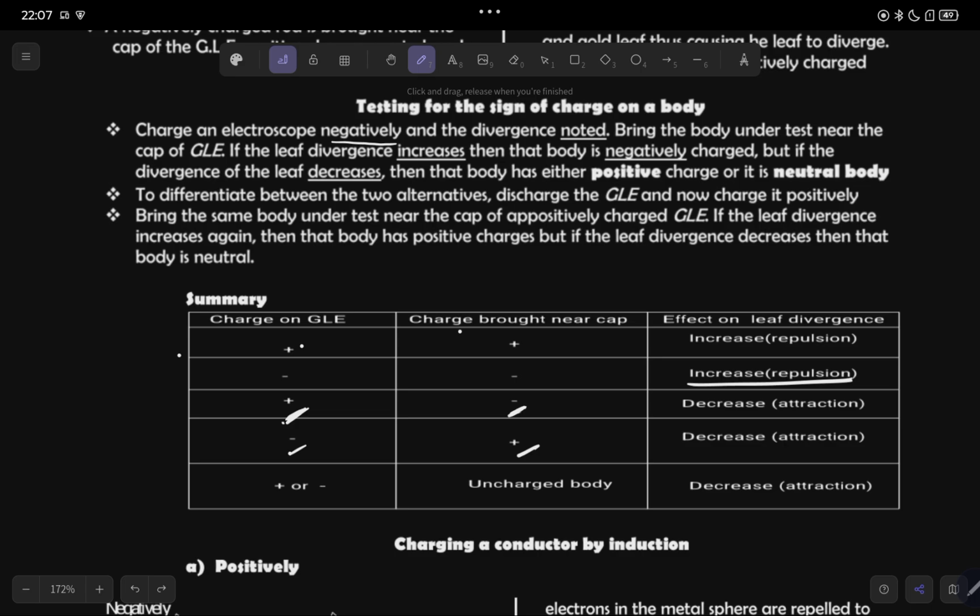If this time it diverges, then you conclude that the body is charged, and it has the opposite charge to what you first gave the electroscope. But if you bring it, after discharging and charging the gold leaf differently, and again you see the leaf decreasing in divergence, then you are very sure that the body you are testing is neutral or uncharged, because it has caused a decrease in the divergence on two different occasions when the gold leaf has been charged differently.